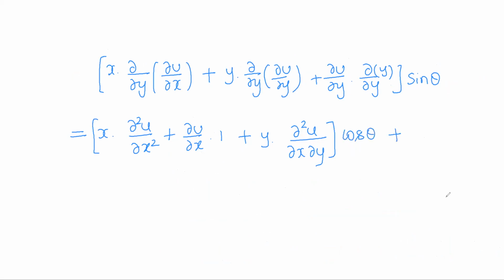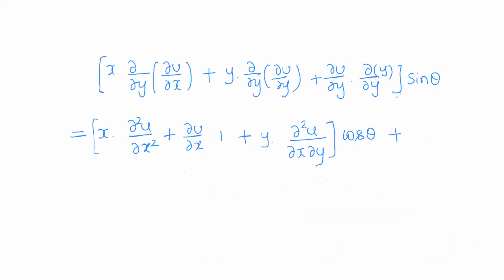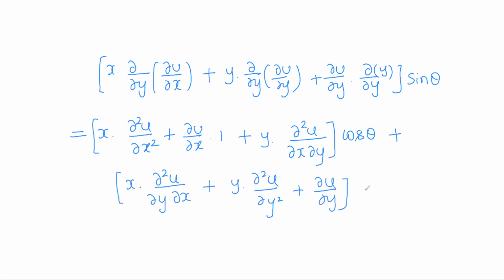Plus, now we have to simplify this term, plus x into dou by dou y of dou u by dou x. So what it means, differentiate u twice, first with respect to x, then with respect to y, plus y into dou square u by dou y square plus dou u by dou y into sine theta.